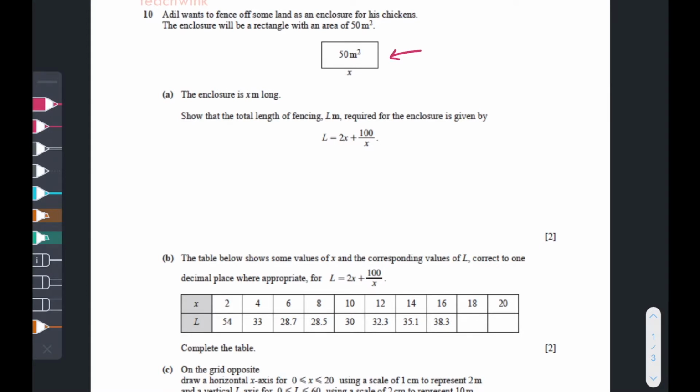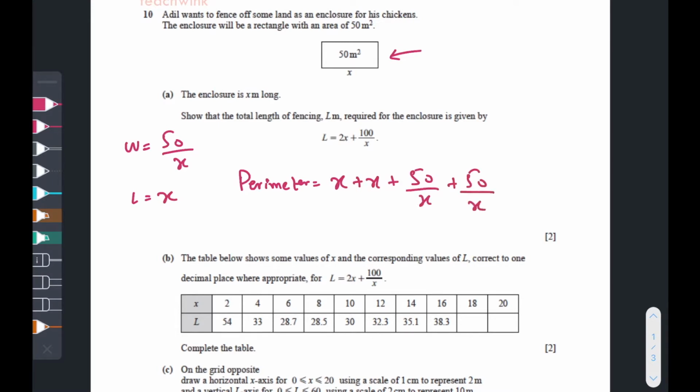But before finding the perimeter, if we have the width or the length, we need to find the other dimension using the area. So let's say that the width of this is 50 over the length, which is x, and the length of this is x meters. Now, in order to find the perimeter, the working is very simple. All you have to do is add all the sides. That means twice of x plus twice of 50 over x. When we add these two, L comes out to be 2x plus 100 over x.